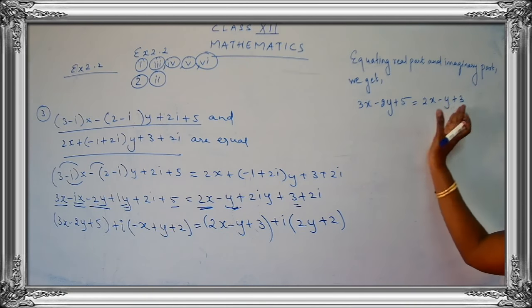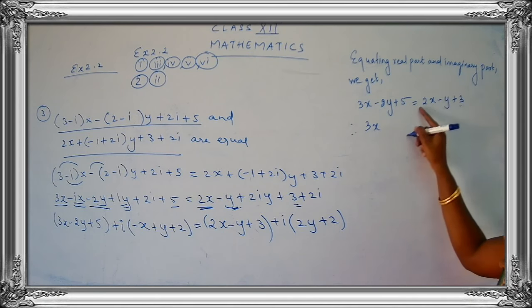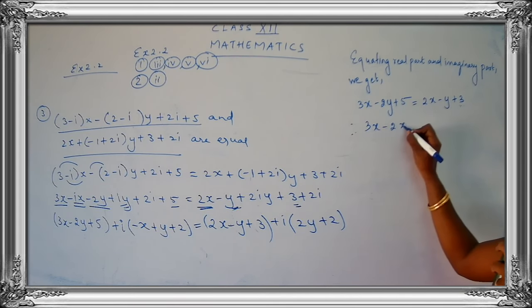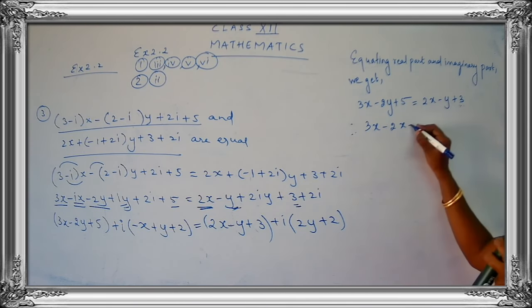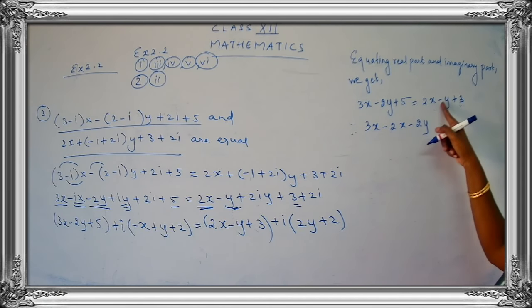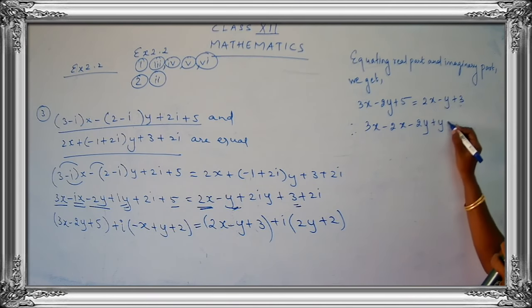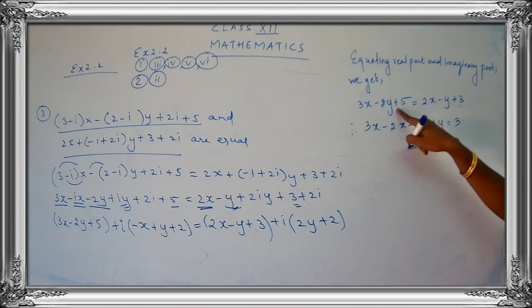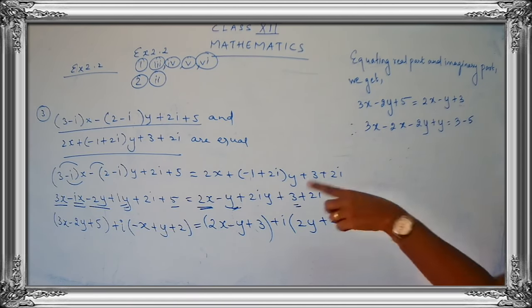Try to bring all the x and y together. So 3x minus this plus 2x. So when plus 2x comes to this side, minus 2x. 3x minus 2x. This is minus 2y. When minus 2y and you, what do you have here? Minus y. So when minus y comes to this side, plus y. Okay. Now what is the number here? A constant number, 3. Plus 5 goes to this side, minus 5. Clear?